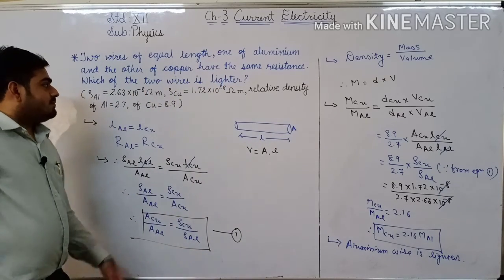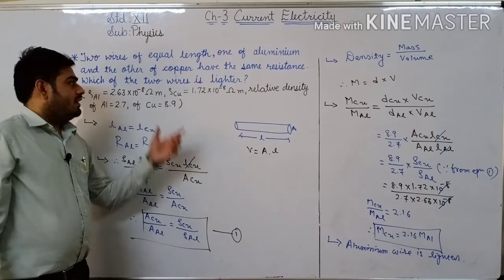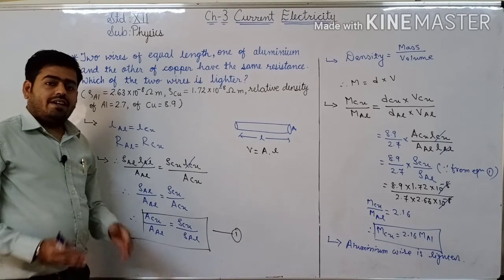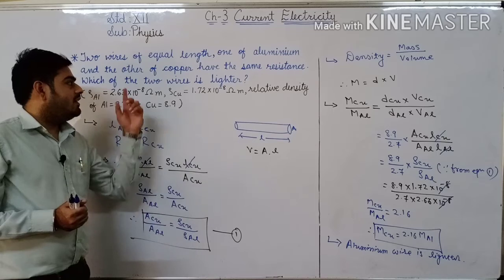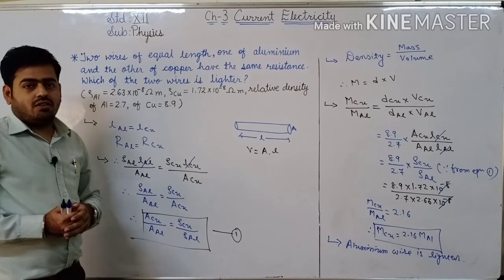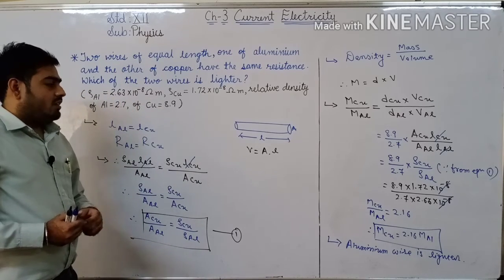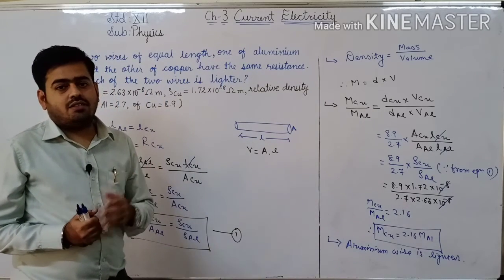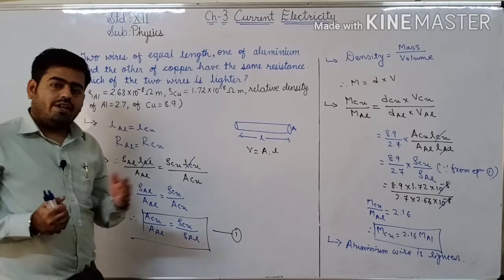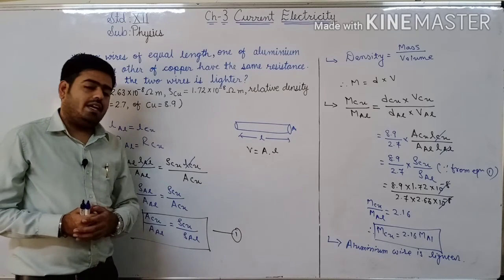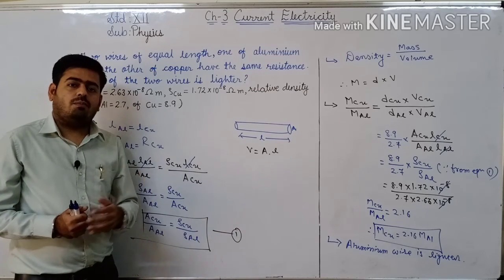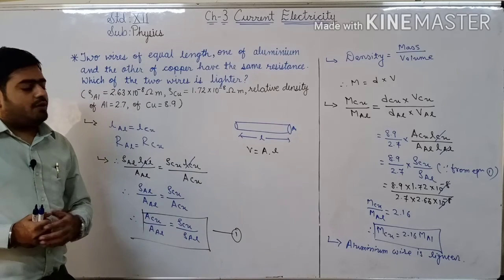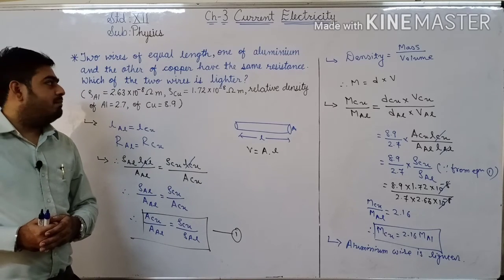Therefore, in overhead transmission of power, aluminum wires are used because here aluminum wire is lighter in comparison to copper wire. To avoid weight breakdown, we use aluminum wire instead of copper wire because aluminum wires are lighter in comparison to copper wire.